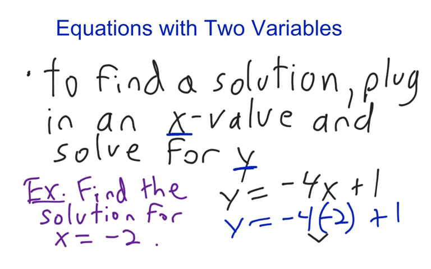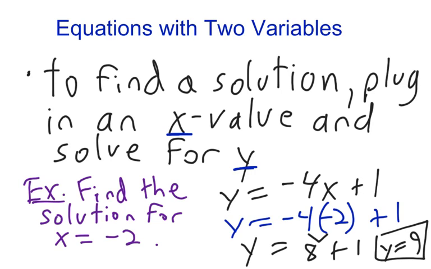I'm going to do multiplication first and then my addition. So -4 times -2 is 8. Bring down my plus 1. And y is going to equal 9. I ran out of room there, but y would be 9.